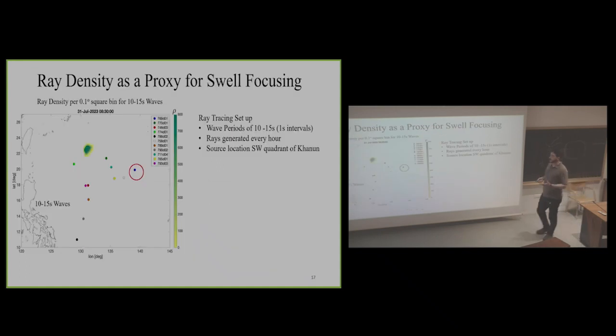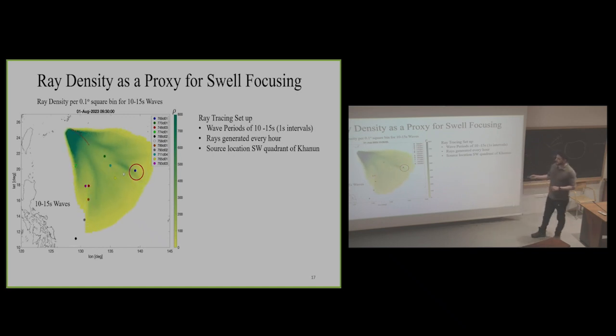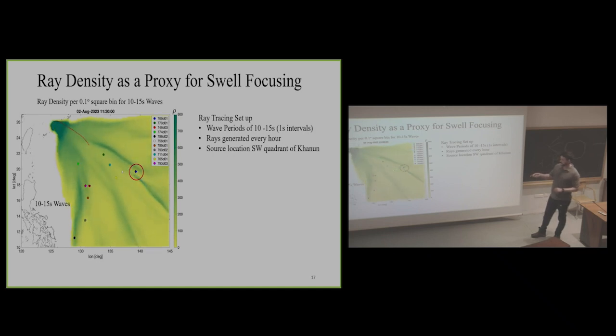So we decided to take this one step further and run a little ray density experiment. So at every time step, or every hourly time step along the hurricane track, we shoot rays of wave periods of 10 to 15 seconds on 1 second intervals to cover that swell band that we saw in the buoy data. And the source location is just going to travel along with the typhoon as it propagates to the northwest. And then we can bin these in time and space in 0.1 degree square bins. And we start to see some patterns of swell focusing in time. And if you focus on this buoy here, you'll see the swell focusing go in and out of that buoy region.